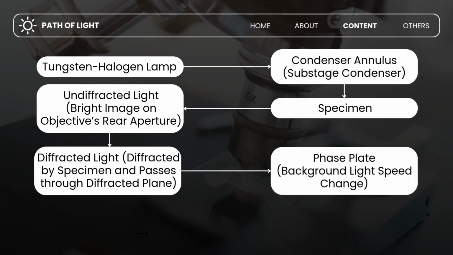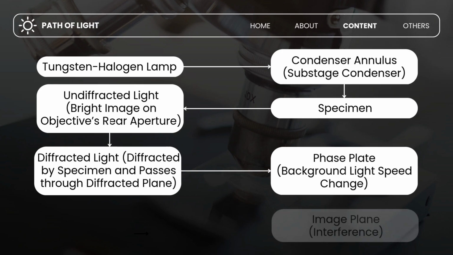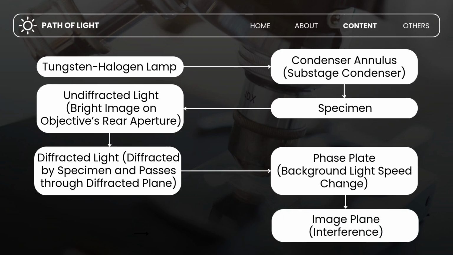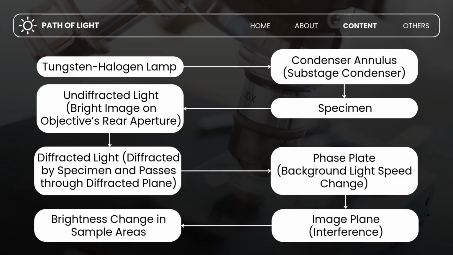The phase plate then changes the background light speed by 1/4 wavelength, as discussed earlier. When the light is focused on the image plane, the diffracted and background light will cause destructive or constructive interference, which changes the brightness of the areas that contain the sample in comparison to the background light. Often, the background is also dimmed by 60 to 90% by a gray filter ring.